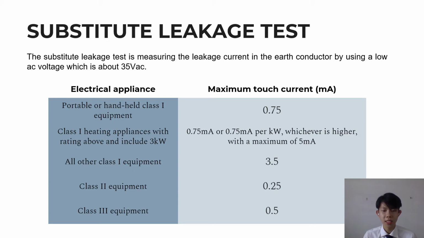Lastly, the substitute leakage test is measuring the leakage current in the earth conductor by using a low AC voltage, which is about 35 VAC. If the test value is greater than the maximum touch current shown in the table, it means the current that is lost along the way endangers people when touching the appliance. The substitute leakage test is actually the alternative way of applying the insulation test.